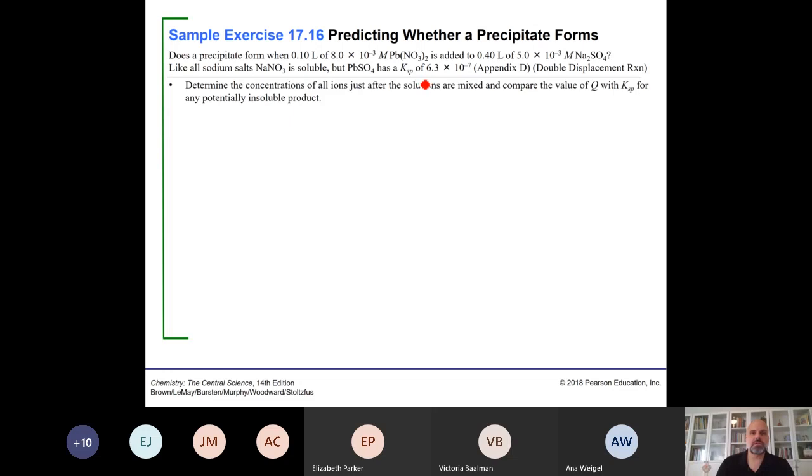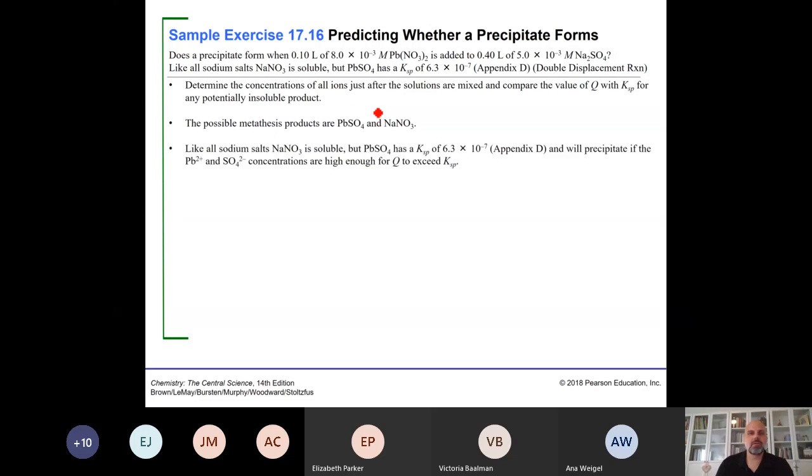So let's take a look at what's going on. First, we determine the concentrations of all the ions just after the solutions are mixed and compare the value of Q with KSP for any potentially insoluble product. The possible metathesis products are lead sulfate and sodium nitrate. What does this mean?